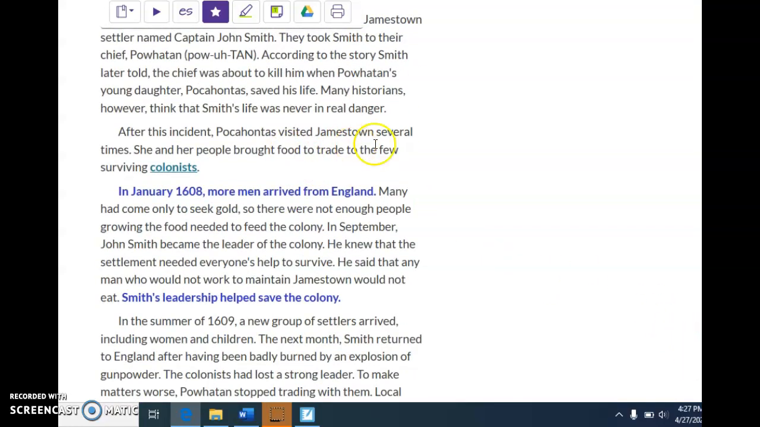After this incident, Pocahontas visited Jamestown several times. She and her people brought food to trade with the few surviving colonists. In 1608, more men arrived from England. Many had come to seek gold, so there were not enough people growing the food needed to feed the colony. In September, John Smith became the new leader of the colony. He knew that the settlement needed everyone's help to survive. He said that any man who would not work to maintain Jamestown would not eat. Smith's leadership helped save the colony.